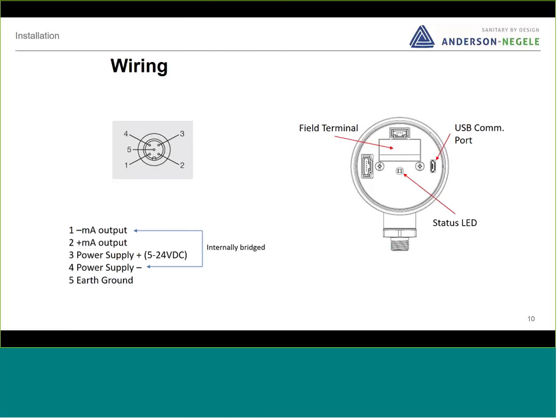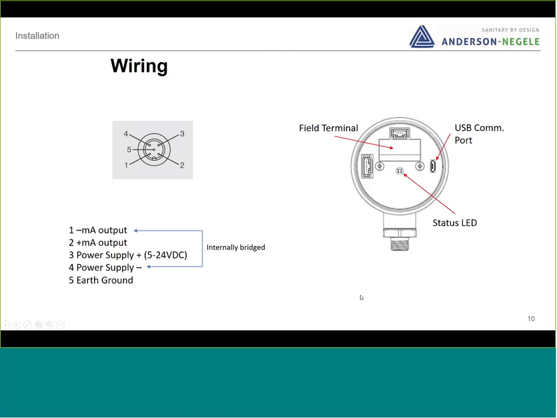For wiring of the sensor, this is going to be available with two forms of connection. The first one, which we prefer, I think, around Anderson, is the M12 connector. It allows us to provide you a device that's completely sealed as it arrives at the plant, never has to be opened. You can literally just screw the cable on and use it. And in those instances, we're going to have the 4 to 20 milliamp coming out on the first two terminals, and we'll have a power supply.